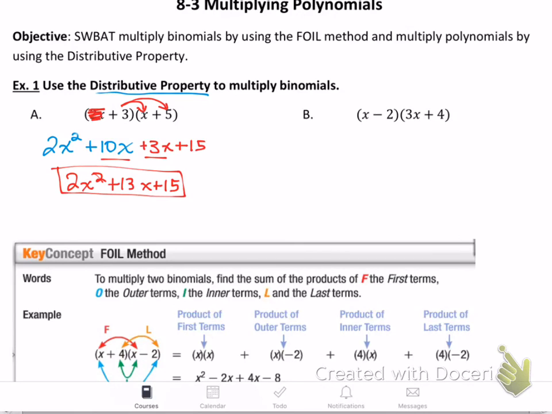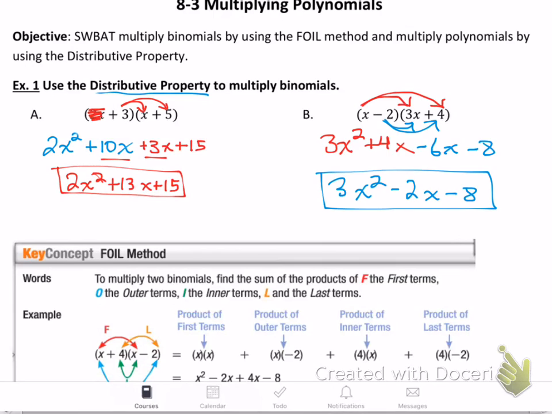So why don't you try letter B and use the distributive property for this, and then check your answers in a little bit. So once you check your answers, I distributed both of them. Make sure you distribute this -2 instead of a +2. That minus sign acts as a negative sign.